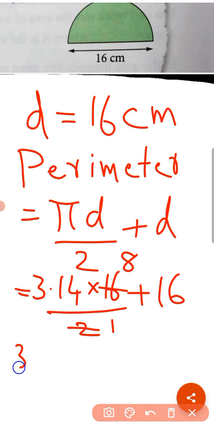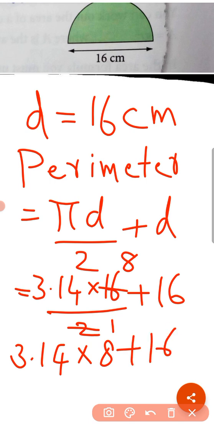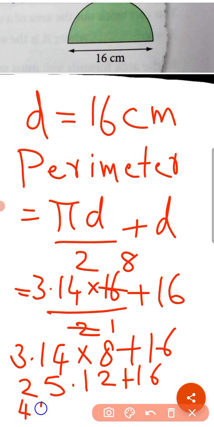So, 3.14 into 8 plus 16. 3.14 into 8 is 25.12. 25.12 plus 16 is equal to 41.12 centimeter. This is the circumference, the perimeter of this semicircle.